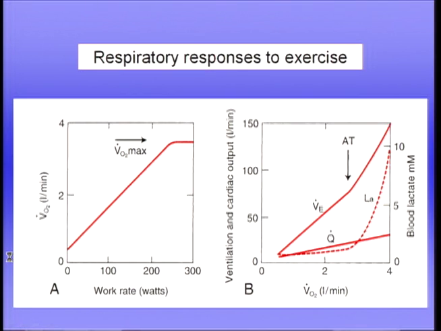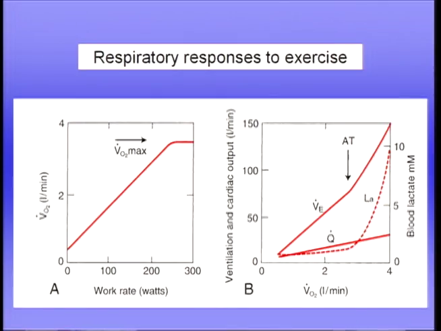Now, as I mentioned, during exercise, the oxygen consumption increases dramatically. And here we have a plot of the oxygen consumption on this axis, VO2, oxygen consumption in liters per minute, against the work rate. And this can be measured on a cycloergometer or perhaps a treadmill. What you find is that as you increase the work rate, the oxygen consumption increases linearly until you get to a point where the oxygen consumption levels off and does not rise anymore. And that's known as the VO2 max.